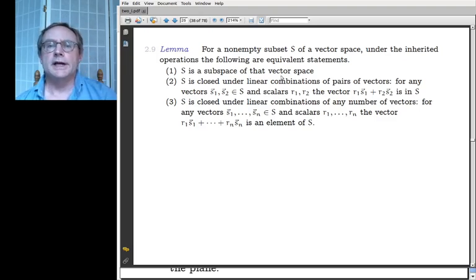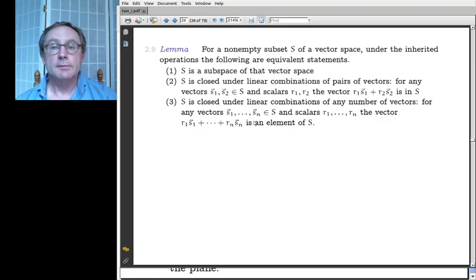And the key result in this section is this one here. It says if you have a subset of a vector space, then each of these three statements say the same thing. They say something that we've noticed many times in the few videos that we've been doing so far, and that is that it's about linear combinations. So a subset of a vector space is itself a vector space, provided that it's closed under linear combinations of pairs of vectors. We've often taken linear combinations of pairs of vectors. And also, that's the same thing as saying you can take linear combinations of any number of vectors, R1, S1 through Rn, Sn.